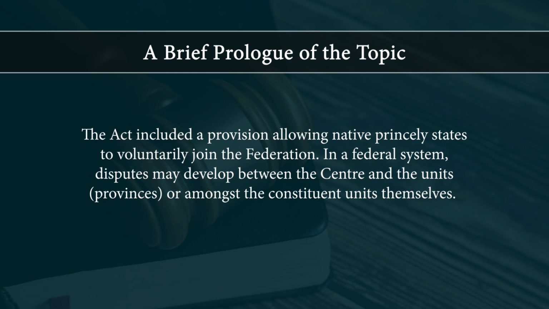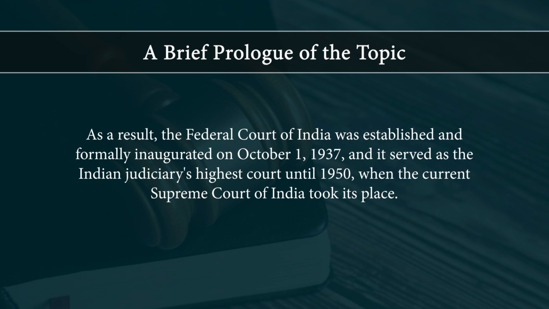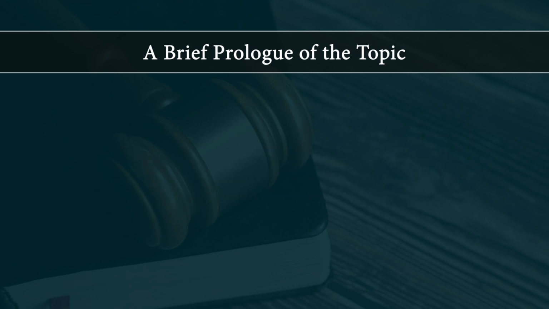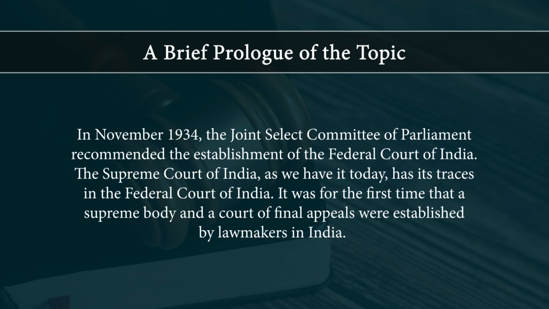In a federal system, disputes may develop between the centre and the units, that is provinces, or amongst the constituent units themselves. As a result, the Federal Court of India was established and formally inaugurated on October 1st, 1937, and it served as the Indian judiciary's highest court until 1950, when the current Supreme Court of India took its place. In November 1934, the Joint Select Committee of Parliament recommended the establishment of the Federal Court of India. The Supreme Court of India, as we have it today, has its traces in the Federal Court of India.